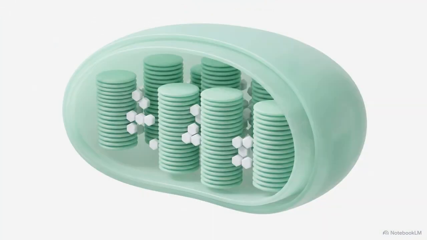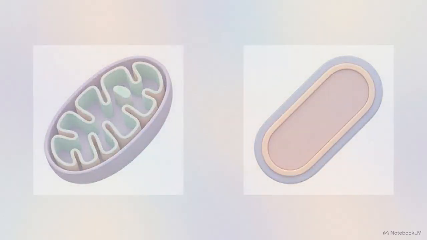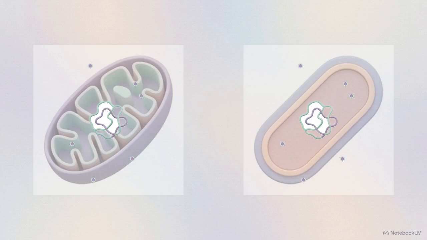Chloroplasts capture energy from sunlight and use it to manufacture glucose, providing the plant with a storable food source. But there is a biological paradox here. If you look closely at their interiors, you'll see that both mitochondria and chloroplasts possess their own circular DNA and smaller 70S ribosomes. These structures are identical to the ones found in single-celled bacteria.